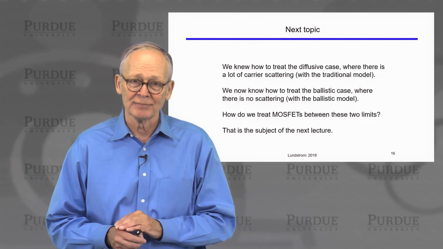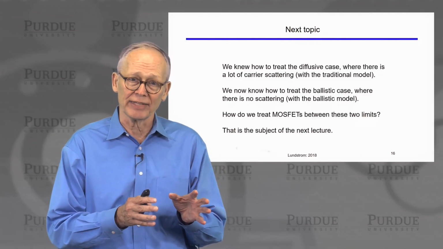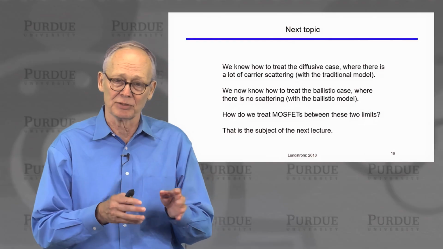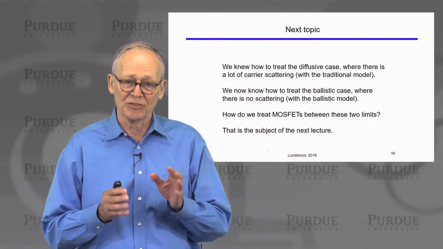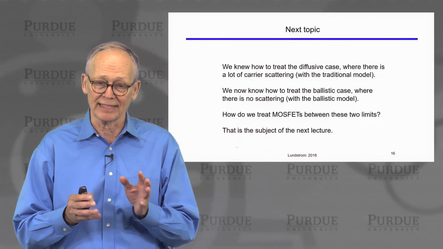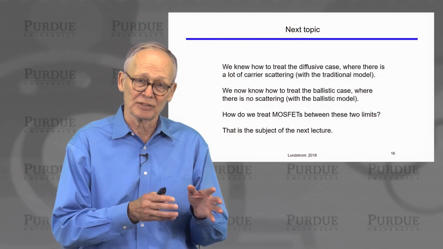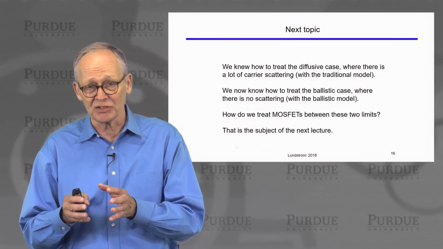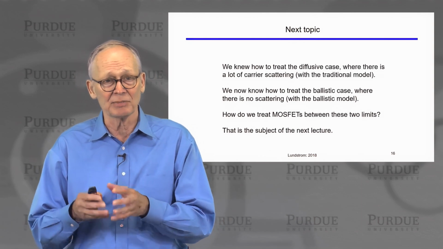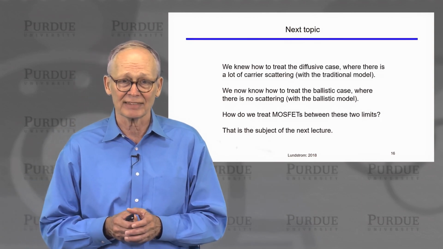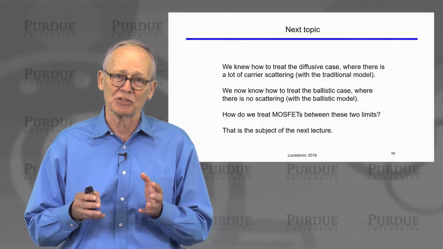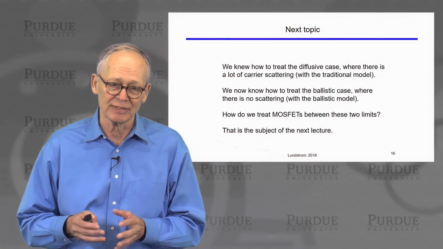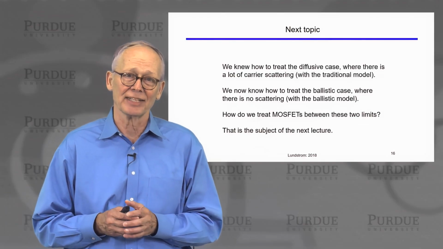All right, what's next? So we've seen how to treat the diffusive case. We saw that long ago. We used the traditional expression with the diffusive mobility. We've seen how to treat the ballistic case. We used the ballistic mobility in the low drain bias regime. We used the ballistic injection velocity in the high field regime instead of the high field saturation velocity. But we really need to know how to treat MOSFETs between these two limits because that's where most transistors live. That's the subject of our discussion in the next lecture.